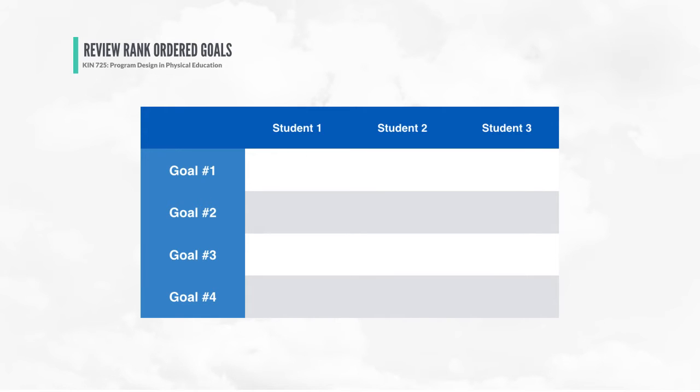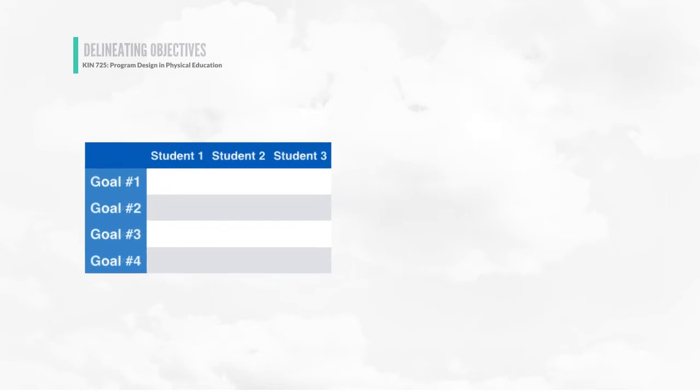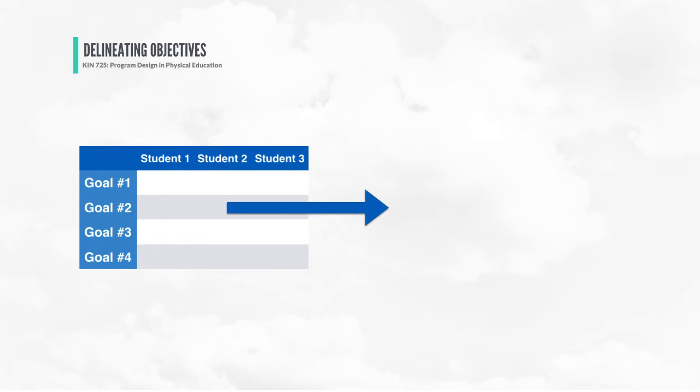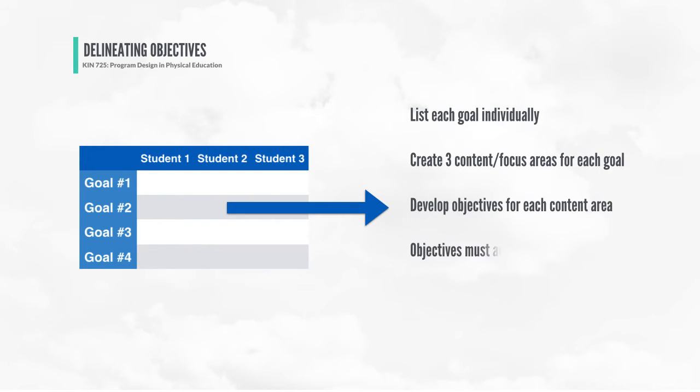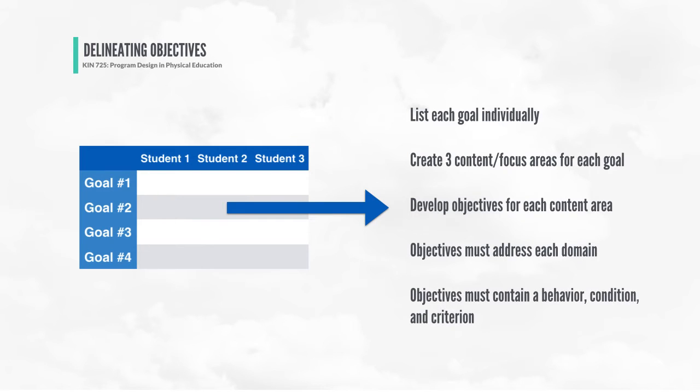First, you'll begin with your ranked list of goals. And from that list, you will create 3 content areas or develop these 3 content areas within that goal. So these are things that you will probably be able to do as it relates to that goal. Within each content area, you'll develop 3 objectives. So 3 content areas for each goal, 3 objectives for each content area.